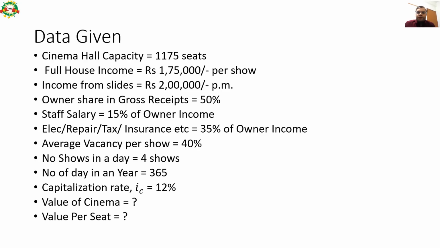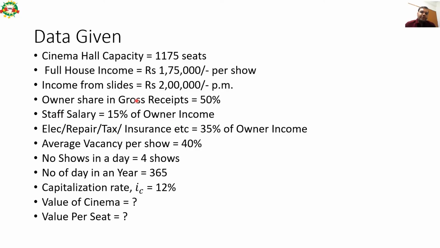So the data given in this question is: number of seats in the cinema hall, which is 1175. Full house income, the cinema can earn a maximum of 1.75 lakh per show. Income from slides is 2 lakh rupees per month. Here it is per show, here it is per month. And owner share in gross receipt is 50%. Whatever gross income comes out of the cinema, 50% will go to the owner.